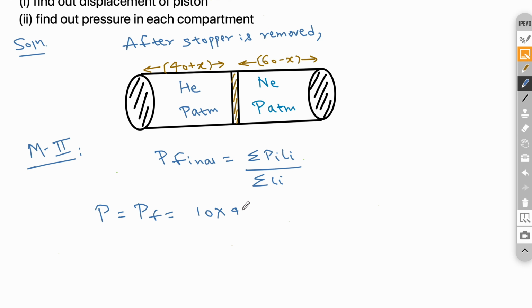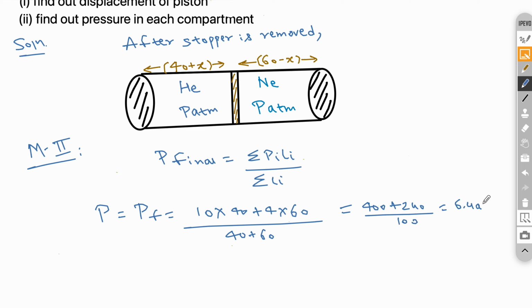So we got 10 multiplied by 40 plus, for neon, 4 multiplied by 60, divided by 40 plus 60, right? So we'll solve this and we'll get 400 plus 240 divided by 100. It will come out to be 6.4 atm. So this will directly give us the final pressure.